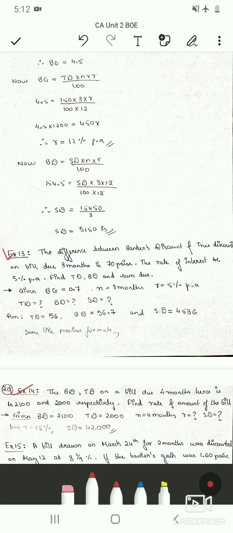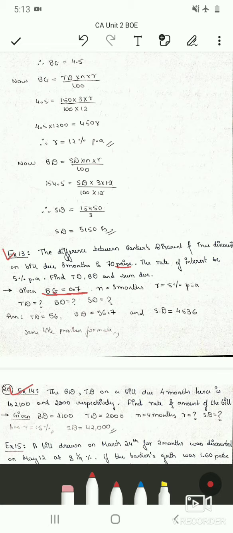In this question they have given the difference between banker's discount and true discount. That is, they have given banker's gain, which is 70 paise. So it will be 0.7 rupees, and they have given n as 3 months and the rate of interest is given. They have asked to find out true discount, banker's discount and sum due. So solve it like the previous problem. First, use the formula of banker's gain, that is interest on true discount. All the terms are known except true discount. N is known, R is known, so get true discount.